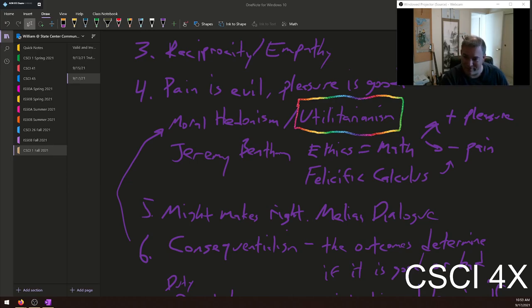The bad guy in Lord of the Rings. Now, murder is bad. Murder is bad because God said murder is bad. Utilitarianism: murder is bad because you're inflicting pain, not just on the person you're killing, but on the people who love the person that died. Alright? So that's why murder is bad.